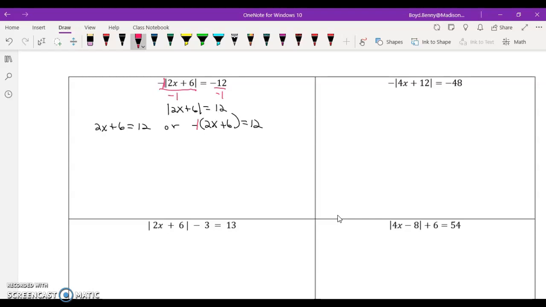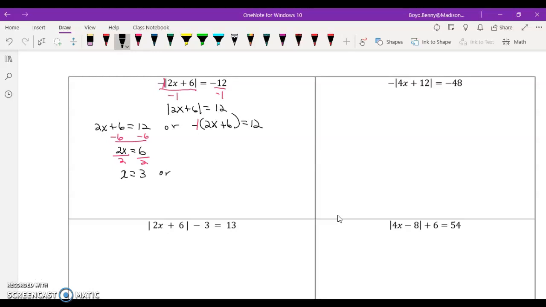And I think I'll move through this one a little quicker because of the stage of the game we're in. You guys should understand this a little better. So here I'm going to subtract 6. That's going to give me 2x equals 6. Next, I'll divide by 2 to finish isolating x, and x equals 3.